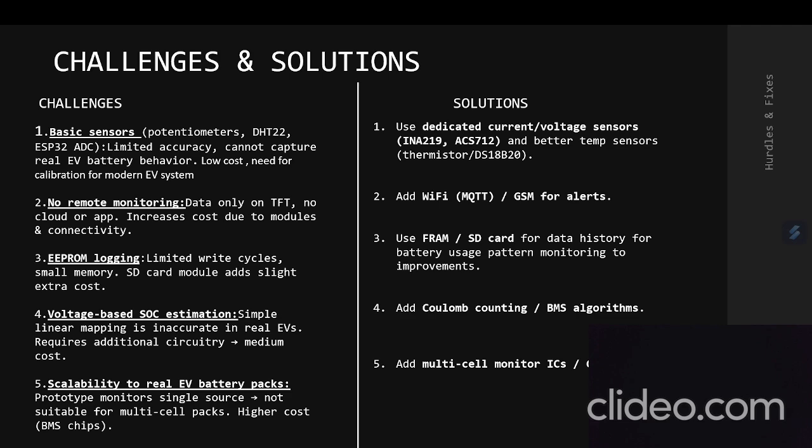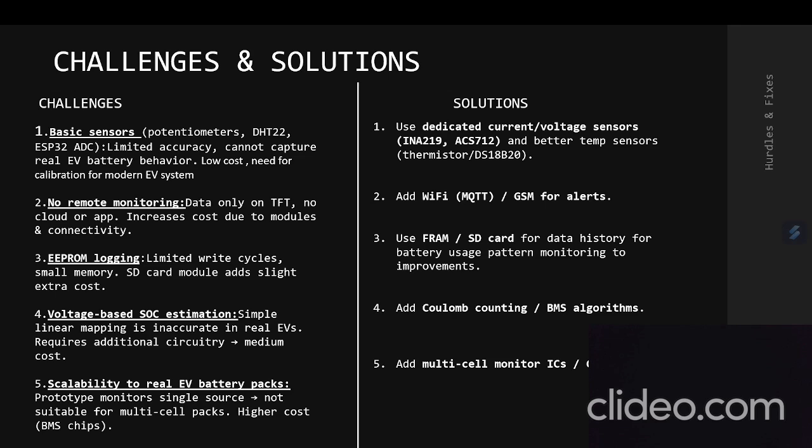Then EEPROM logging has limited write cycles and small memory; an SD card module adds slight extra cost. Then the voltage-based SOC estimation uses linear mapping and is inaccurate in real EVs; it requires additional circuitry and medium cost. That is, basically the cost increases with certain circuitry. Scalability to real EV packs: the prototype monitors a single source, not suitable for a multi-cell pack; higher cost and a BMS chip are required.